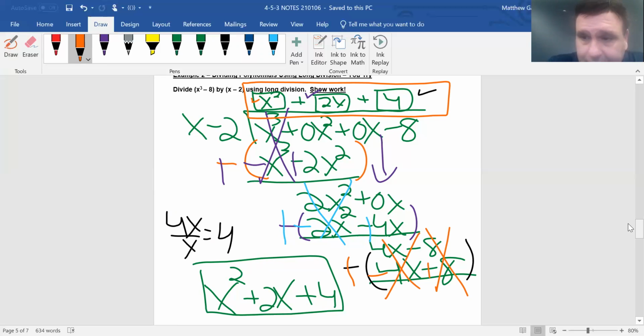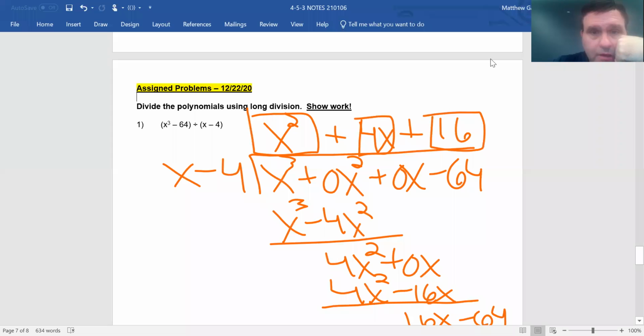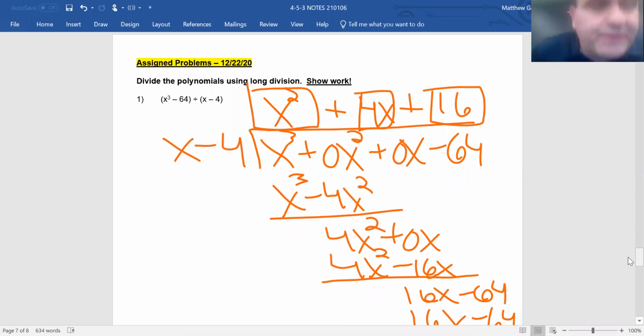So from here, we should transition to complete problem 1, which is exactly similar. You should not have any placeholders or any remainder. We'll show you that in examples 3 and 4. So I'll be back to go over problem 1. Okay, welcome back. So the quotient here should be x squared plus 4x plus 16. All right, so just to review it.